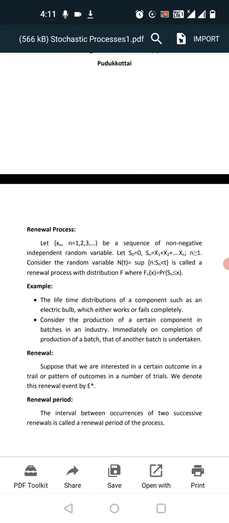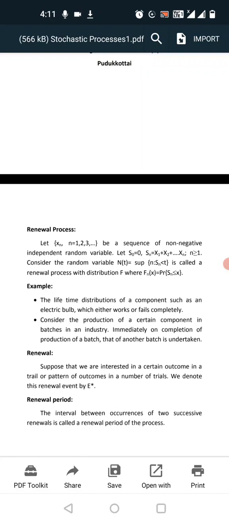So these are the renewal process examples. The first one is the lifetime distribution of a component such as an electric bulb, which either works or fails completely. Okay, so the lifetime of the electric bulb, which suddenly fails or works completely.